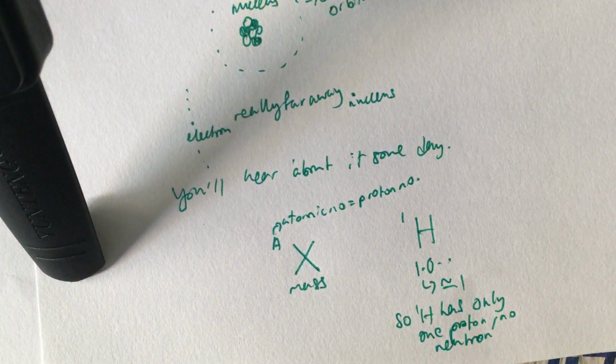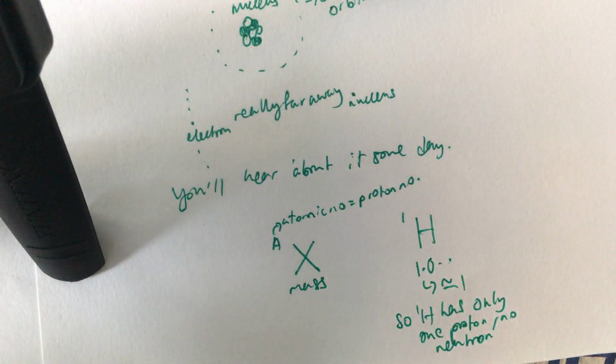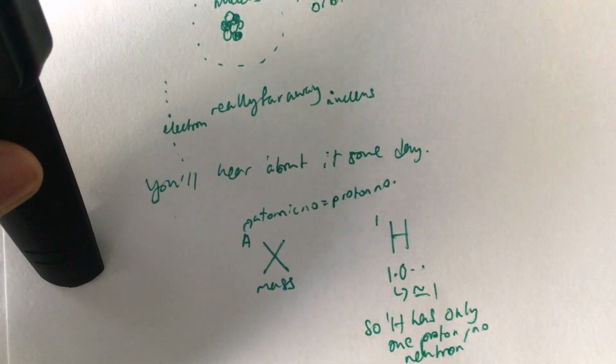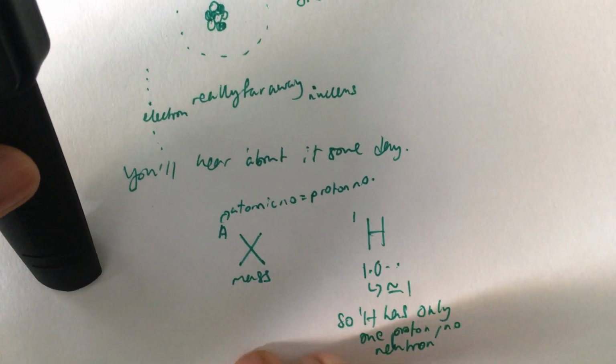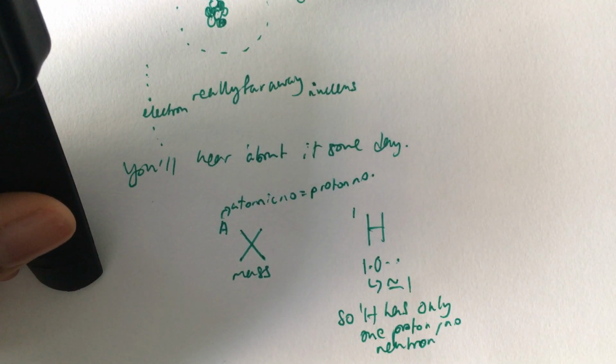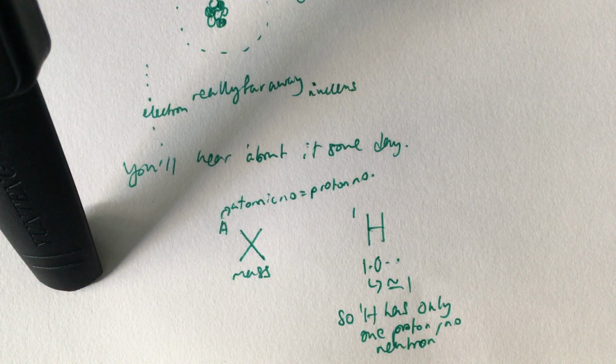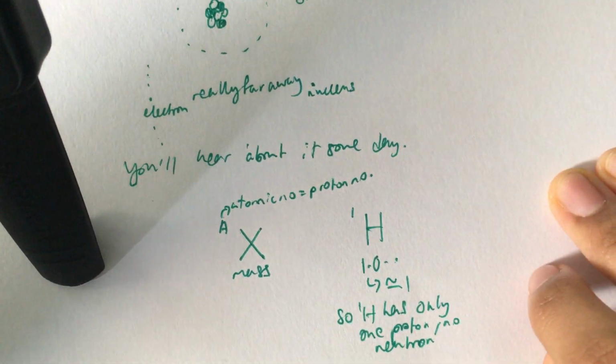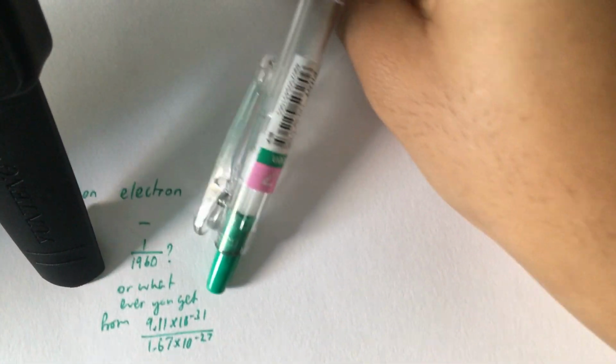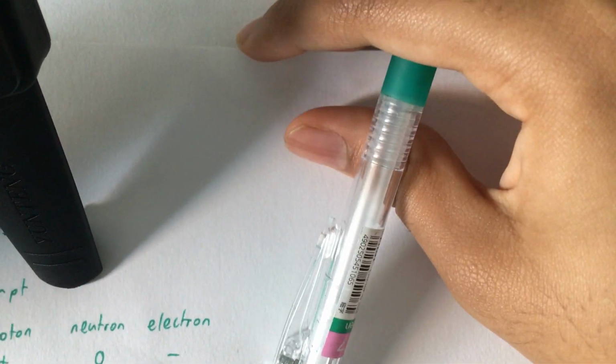The next part of the second part is about isotopes. But before we talk about that: proton number is the number of protons, nucleon number is the number of protons plus the number of neutrons, and atomic number is basically the proton number.